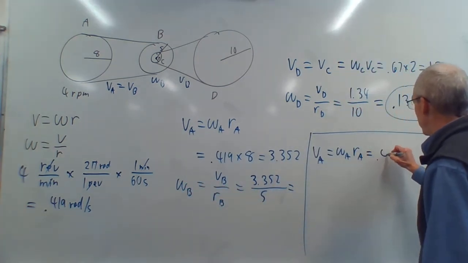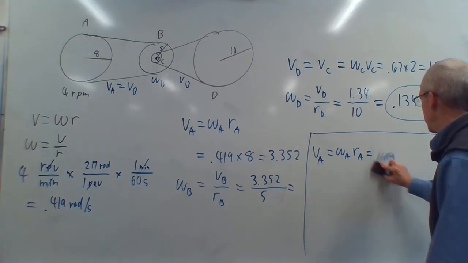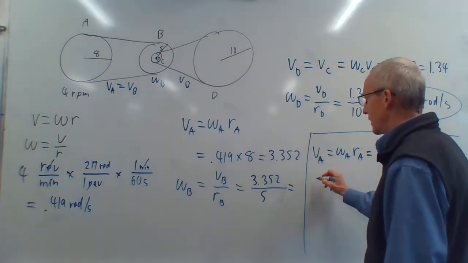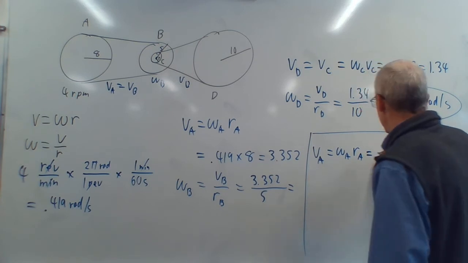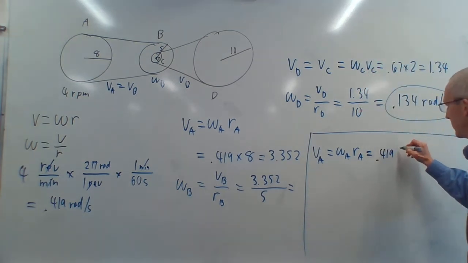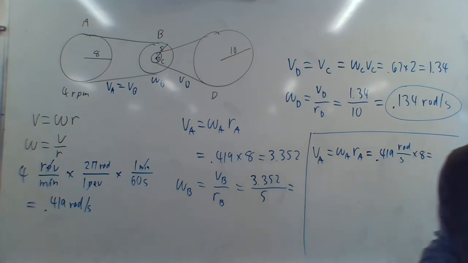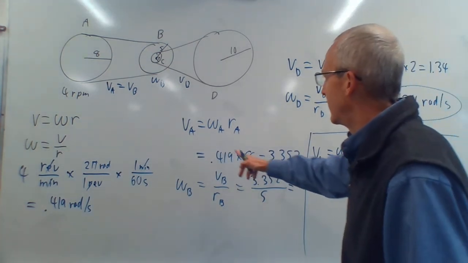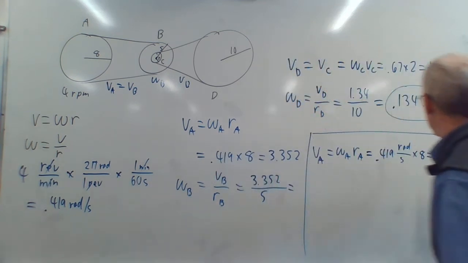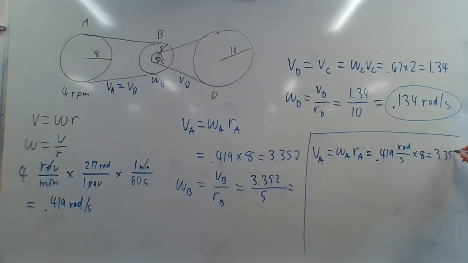So that's 0.419 radians per second times the radius of A, which was 8. So times 8. So that is, actually I already figured this out, huh? VA right here, 3.352, I already did this. 3.352. What are those units? That's inches, because it's 8 inches, inches per second.